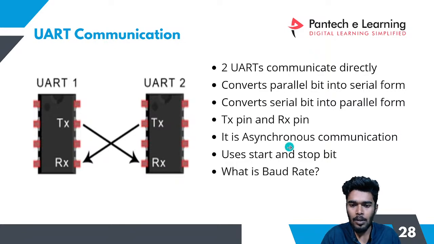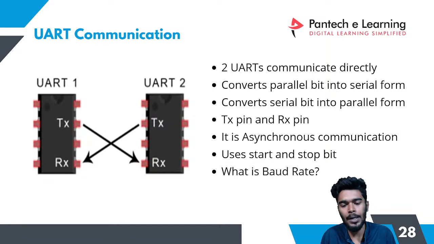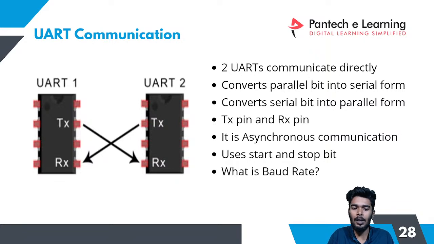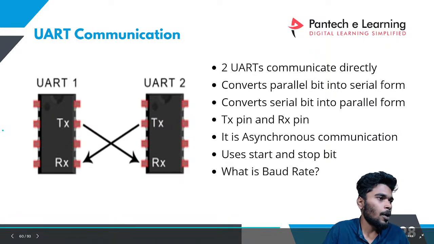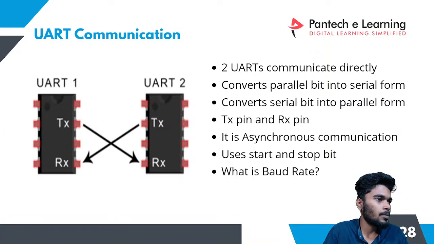Next, UART communication uses a start bit and a stop bit. Next, we have to know what baud rate is. This is the speed in bits per second. If you consider 9600, it means 9600 bits per second. Yes, Venugopal is correct.